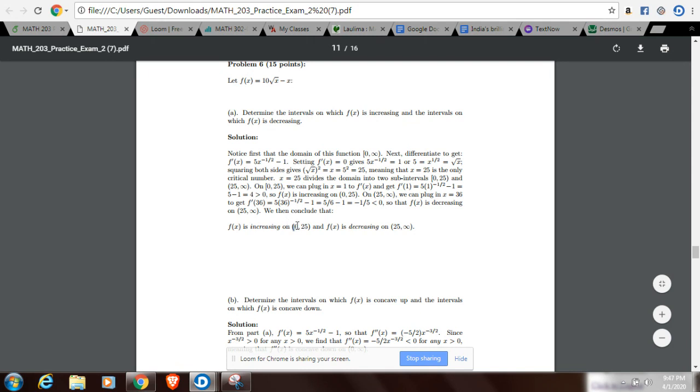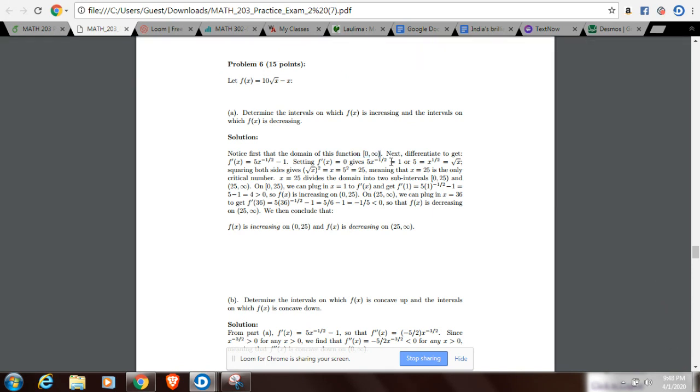So that's why we divide up not just the real number line, but the half real number line, that is the portion of the number line from 0 to infinity, positive numbers, and we divide it up at x equal to 25. So from 0 to 25, when you plug in f prime, it's increasing. Plug in your favorite number. Let's say x is 1: 5 times 1 is 5, minus 1 is 4, that's positive. But if x is large, let's say 36, then what is this? This is 5 over square root of x, minus 1.